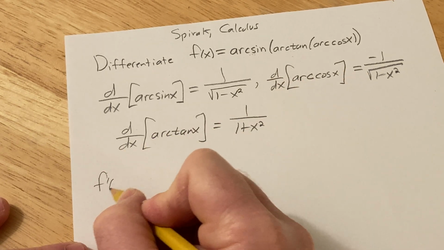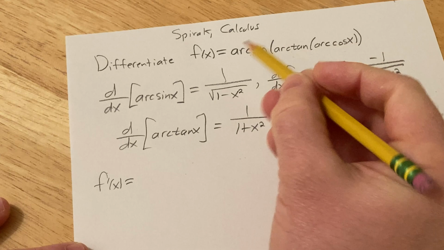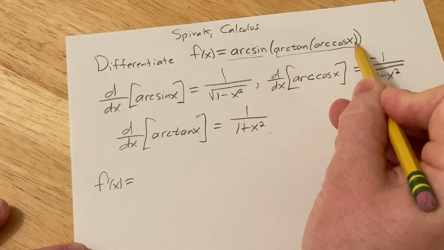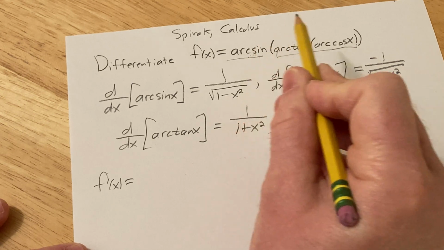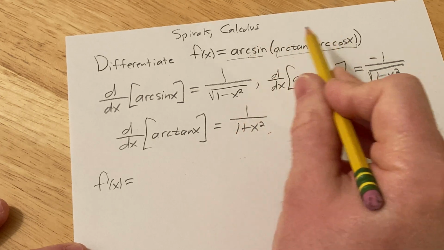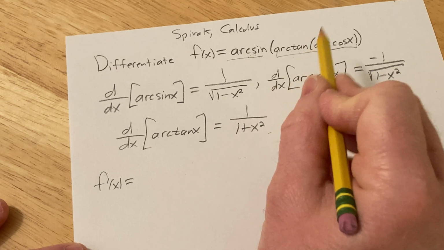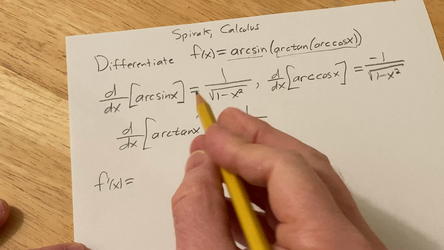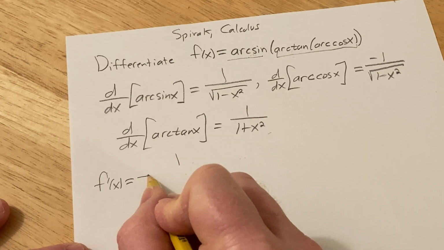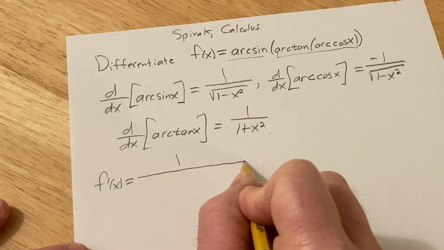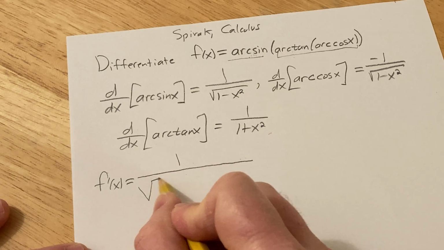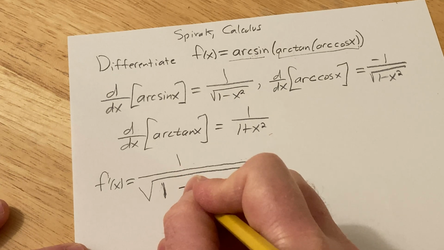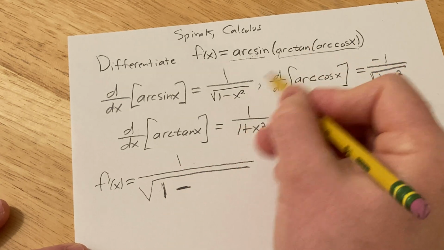So f prime of x. We're going to take the derivative of the outside function, and leave the inside untouched. You take the derivative of the outside, you evaluate it at the inside, and then you multiply by the derivative of the inside. That's the chain rule. So the derivative of arcsine is this formula here. It'll be 1 over the square root of 1 minus, and then instead of x, it's all of this.